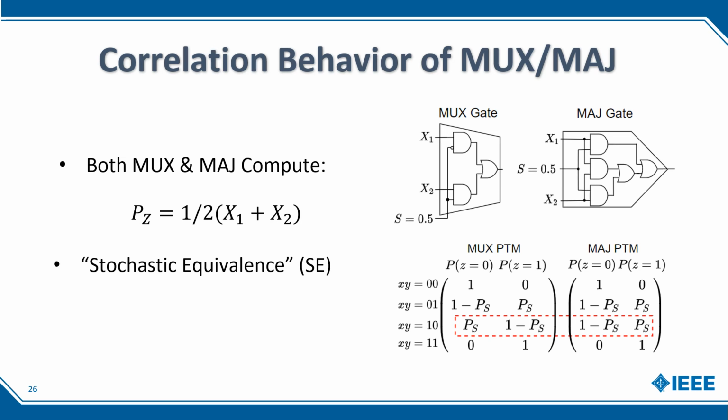Prior work has shown that it's possible to reduce circuit area by intelligently substituting equivalent subcircuits. Here, we will evaluate whether the same can be done to reduce correlation error. In the bottom right here, we see that the PTMs for the mux and majority gates are different, despite them both implementing the same function. This gives us a clue that the two adder circuits do indeed affect correlation differently.